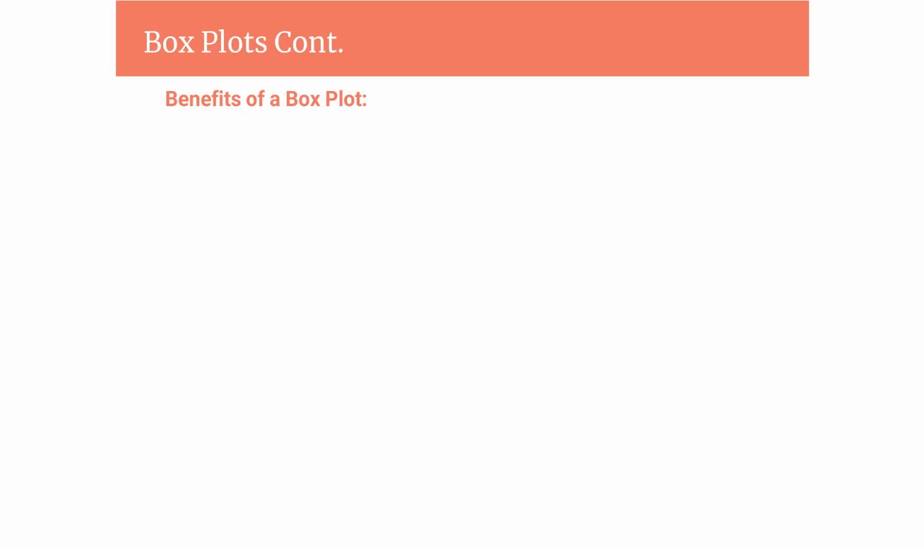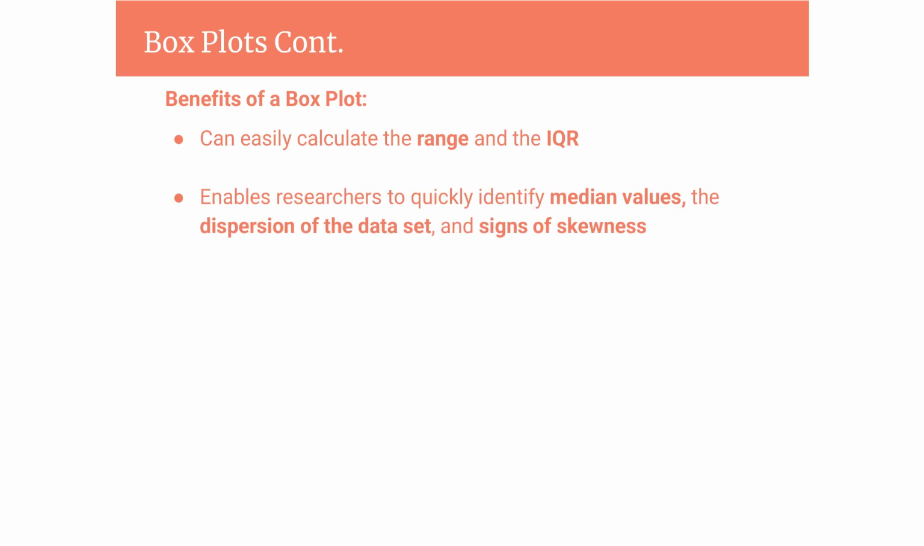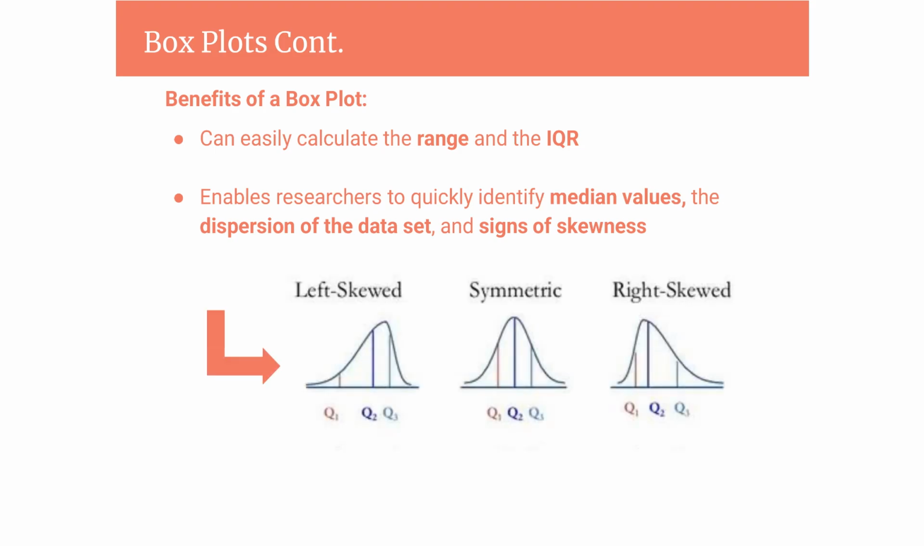Now let's talk about the benefits of a box plot. When you have a box plot, you can easily calculate the range and the interquartile range. It enables researchers to quickly identify median values, the dispersion of the dataset, and any signs of skewness. Skewness is how much the dataset is sort of moved to one side or the other. You can see from these diagrams when the box plot extends further out to one side, so when the median is closer to the Q3, that gives us a left skew.